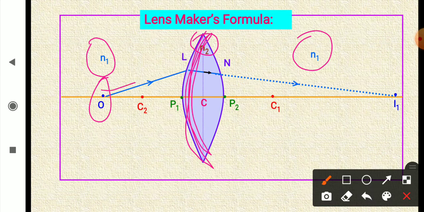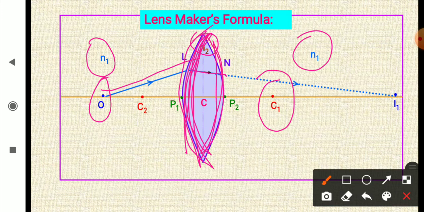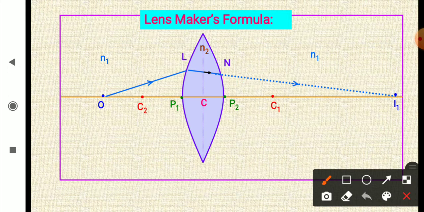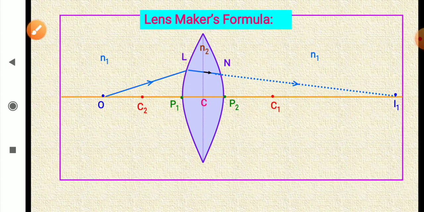You can see the light first reaches this first refracting surface, and its center C1 is on the right side, and after this it is reaching the second refracting surface, and its center will be on the left side, C2, right? And now the pole of the first refracting surface P1, the pole of the second refracting surface P2, right? So I hope you understand this. And now just look at it.